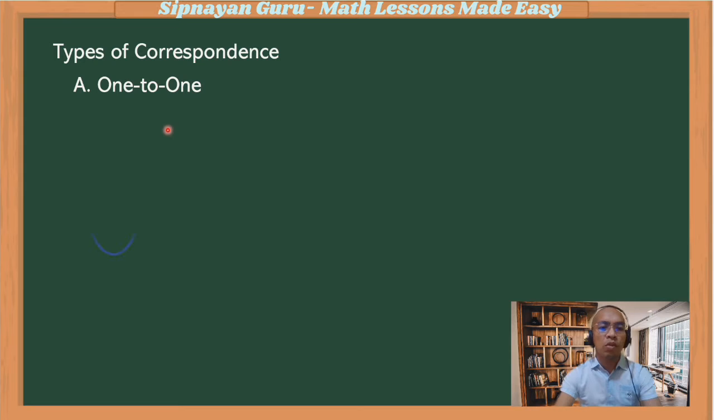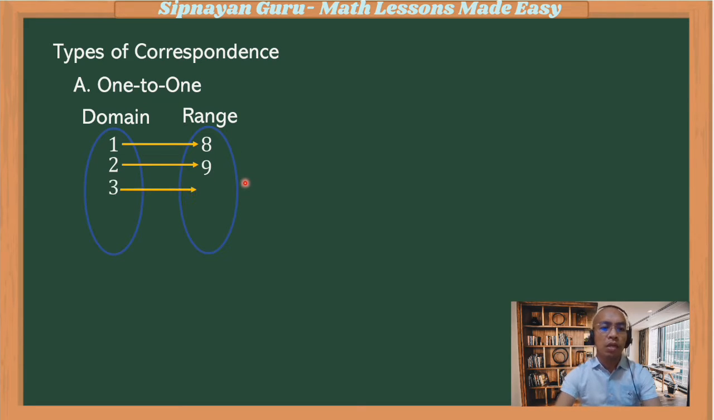First, we have the one-to-one correspondence. The first set is the domain, and we have the range. Suppose we have the number 1 here, and this corresponds to the number 8 on the range. Number 2 corresponds to 9, 3 corresponds to 10, 4 corresponds to 11, and lastly 5 corresponds to 12. So one member of the domain corresponds to one member of the range. So this is one-to-one correspondence.